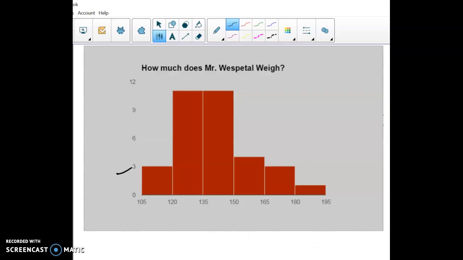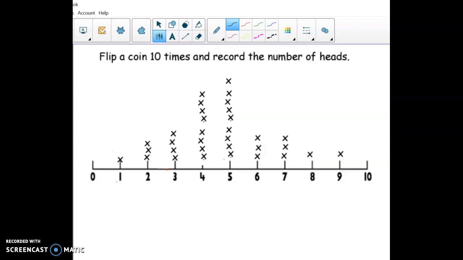Here's another example: I had the students guess my weight, and it's not quite normally distributed. It's got a longer tail on this side. But if you want an example, I also had my students flip a coin and record the number of times they got heads. This is the best example I can give you of something that should be a normal distribution.